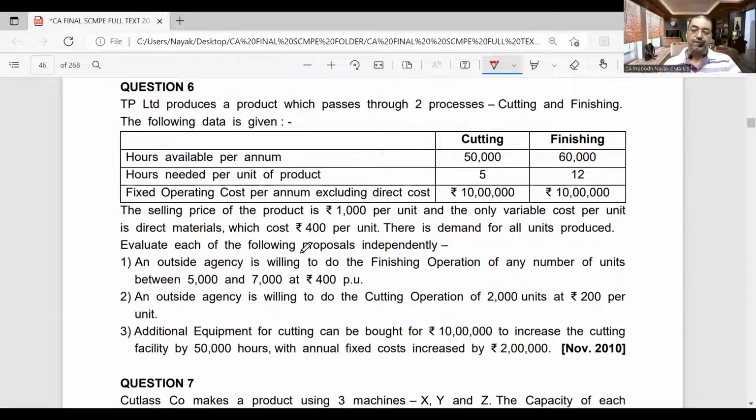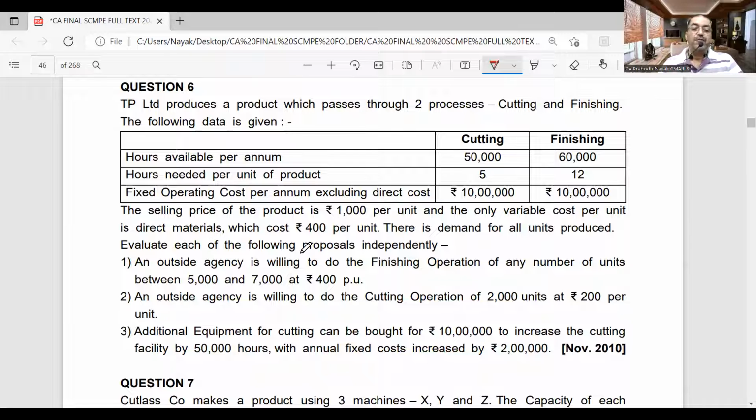Question 6. Again, it's an examination question. November 2010. PP Limited produces a product which passes through 2 processes, cutting and finishing. Following data is given. Hours available per annum 50,000 and 60,000. Hours needed per unit of product 5 hours per unit and 12 hours per unit for cutting and finishing respectively. Fixed operating cost per annum excluding the direct cost 10 lakhs for both the machines, for both the processes.